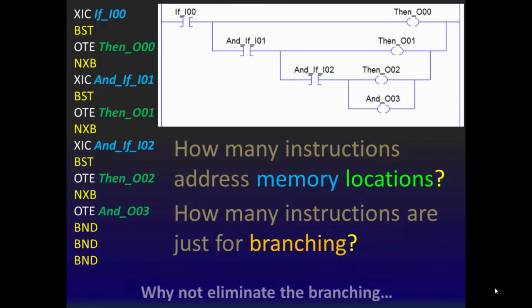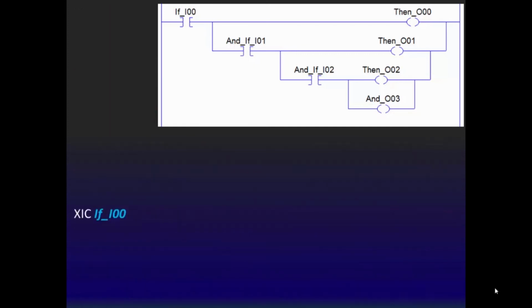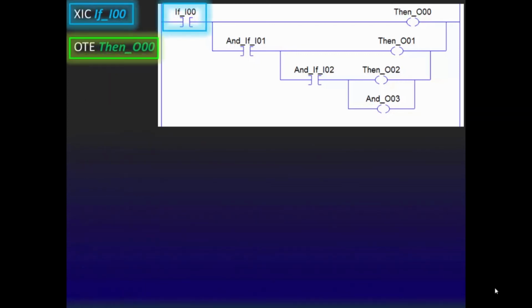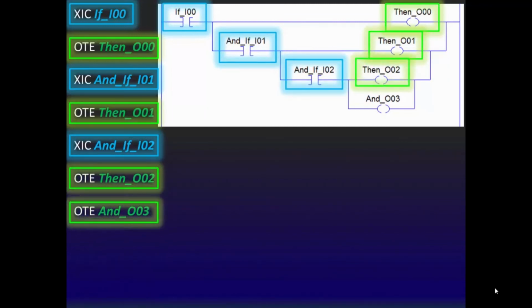Why not eliminate the branching? Now, we've already gone into this somewhat. I'm just emphasizing this feature of RSLogix 5000 and the Logix engine. So if we eliminate the branching, then we're left with just the instructions. And notice I did them in order of execution as far as actual logical examination of the bits. If I00 is on, then turn on output 0, and if I01, then output 1, and if I02, then output 2, and also turn on output 3.